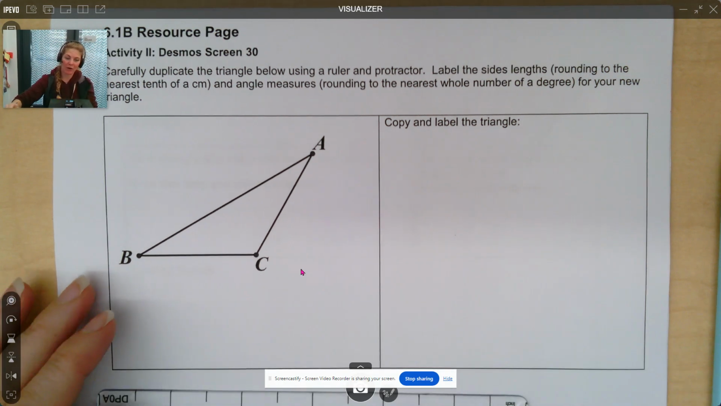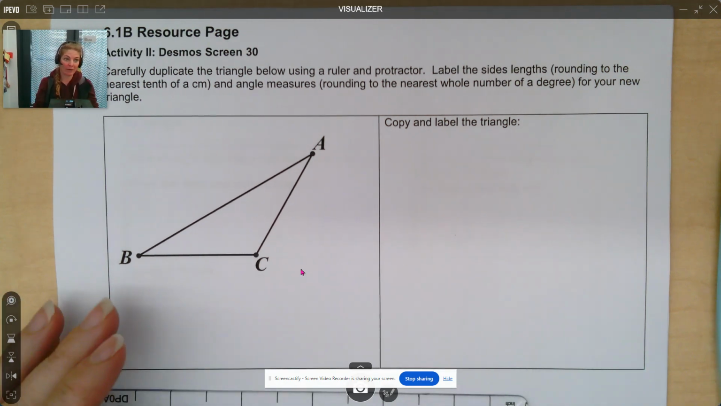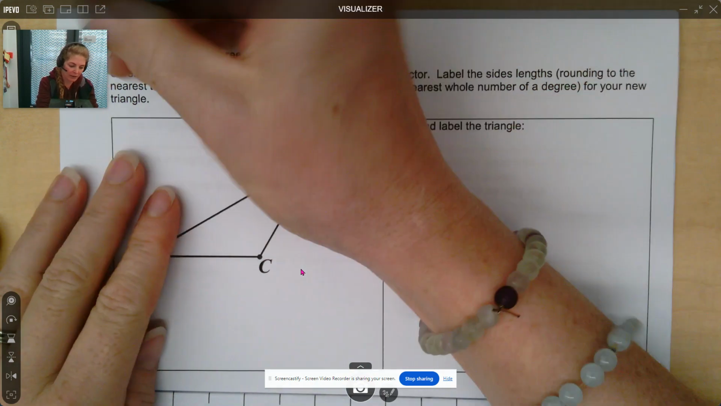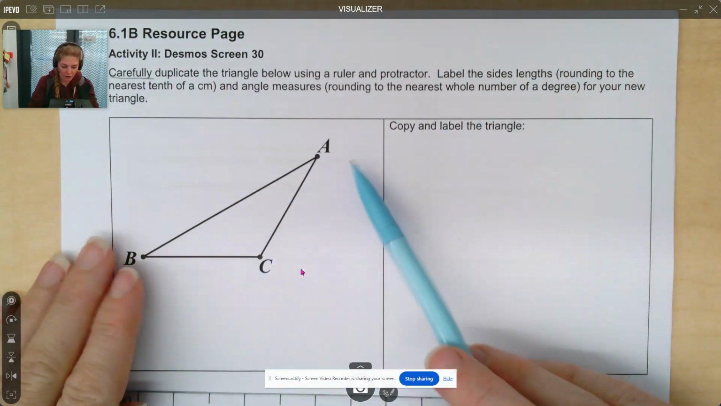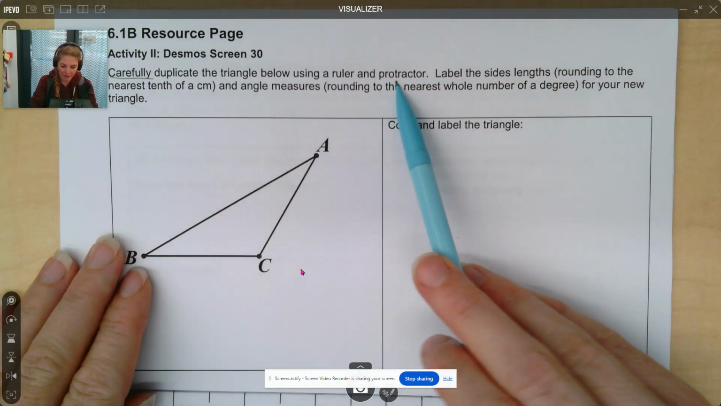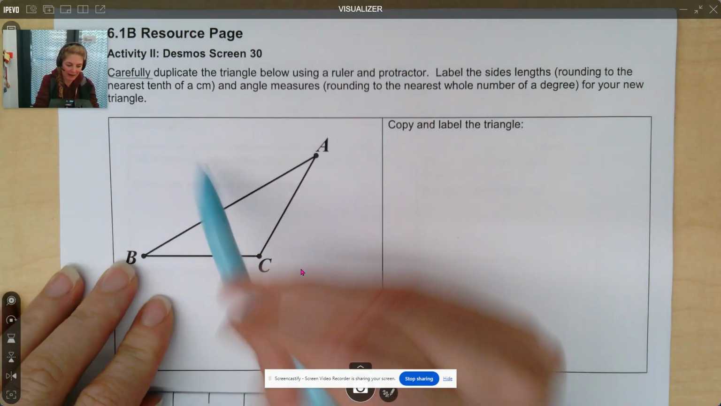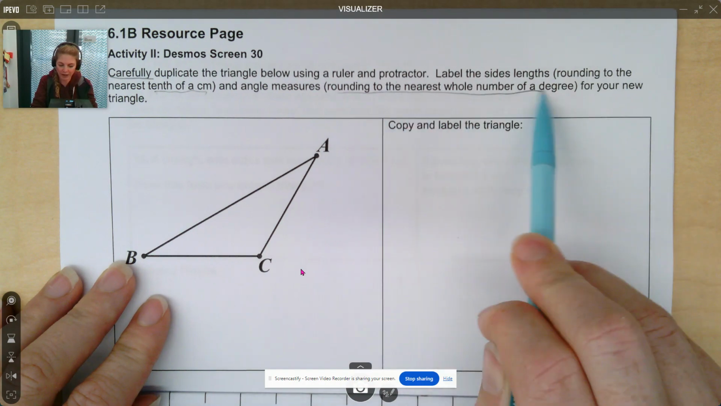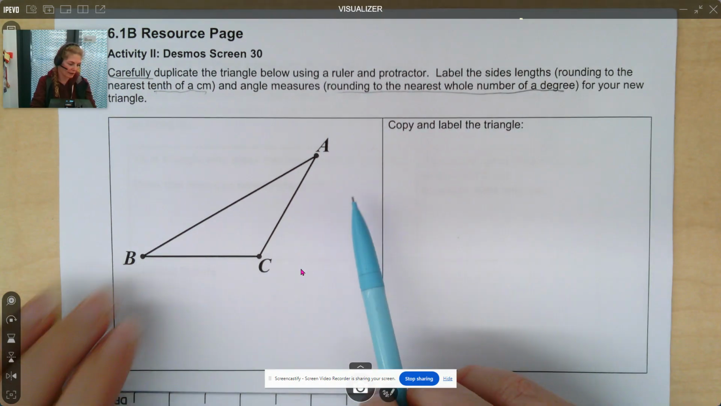Thanks for joining me. We're going to be going over the 6.1b resource page. This was slide 30 in your Desmos. It says carefully duplicate the triangle below using a ruler and protractor. So you probably want to use a pencil. Label the side lengths rounding to the nearest tenth of a centimeter and angle measures rounding to the nearest whole number of degree for your new triangle.